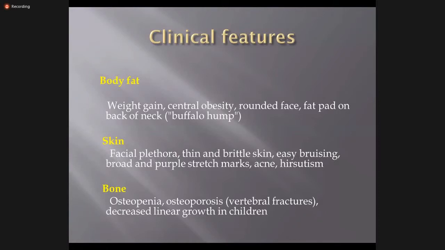Because of deposition of fat in the face, there is a rounded face, and fat is also deposited in the back of the neck and upper part of the back. It's called buffalo hump, along with the central obesity.